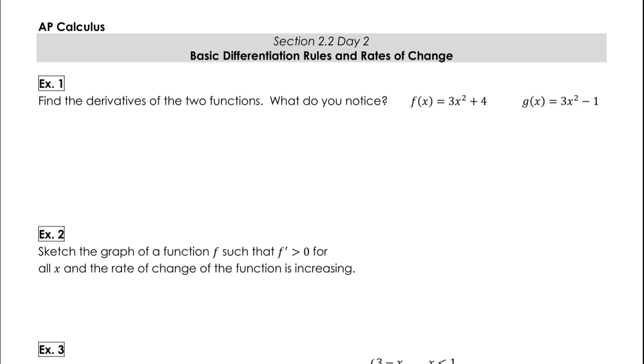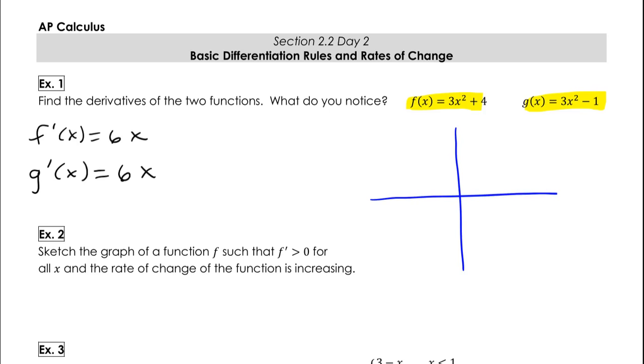Okay, so the first one, find the derivatives of the two functions. What do you notice? Why don't you go ahead and try this one on your own, hit pause, and then come on back. Okay, so the first function is going to give you a derivative of 6x, and the second function, g, is also going to give you a derivative of 6x. So this is kind of weird that these two functions are different, but have the same derivative. So is that okay? Well, think about what the graphs would look like.